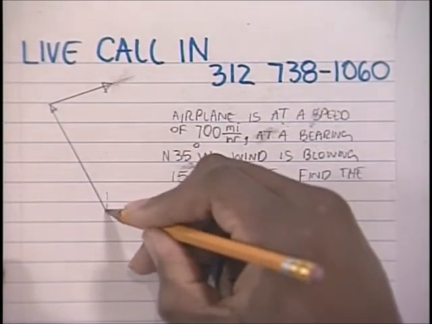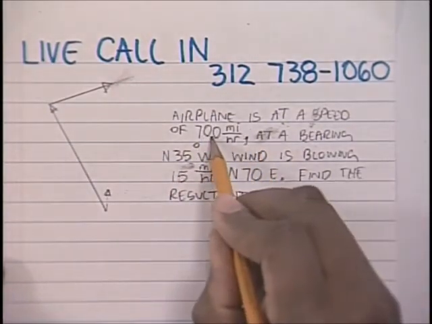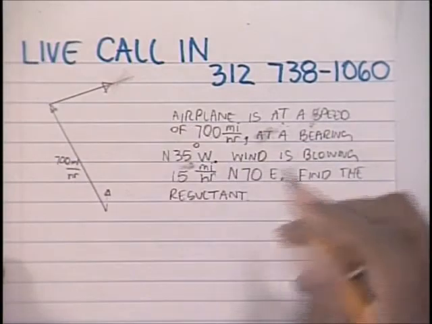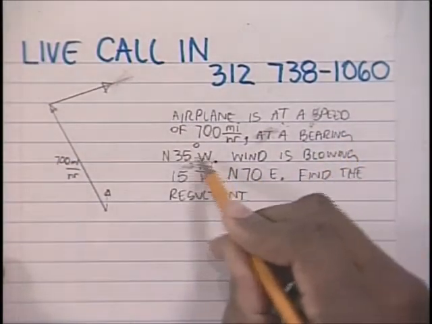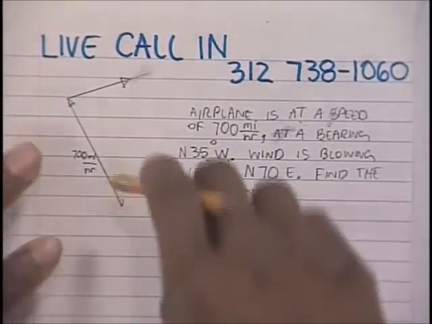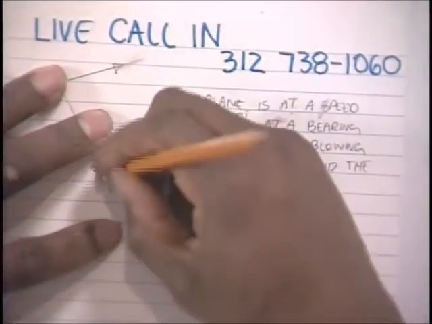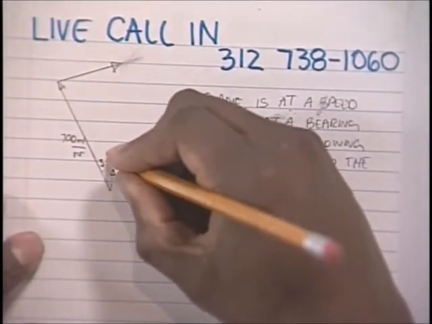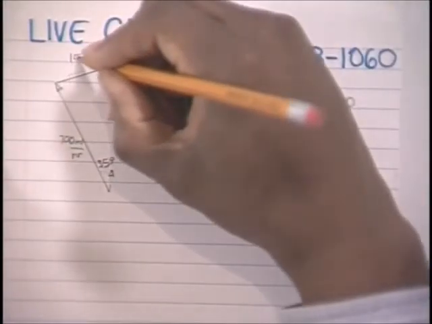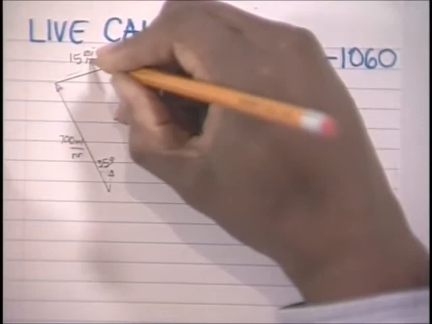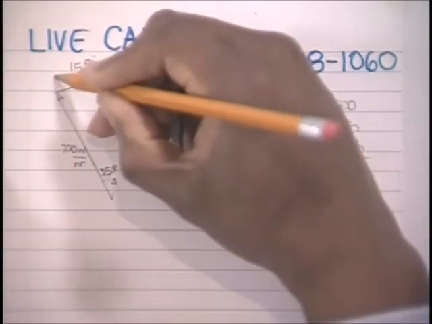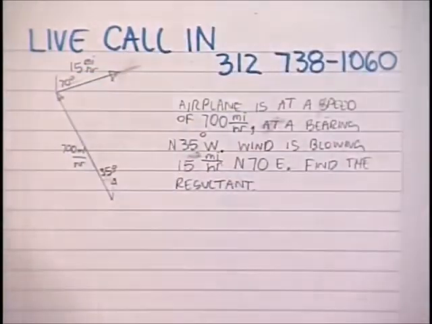would be like so. So the plane is traveling at 700 miles per hour. Okay, and then it's traveling at a direction 35 degrees west of north. So this is 35 degrees. Okay, and then this is the vector for the wind, that's traveling at 15 miles per hour. And the direction of this is 70 degrees east of north. So this is 70 degrees right there.